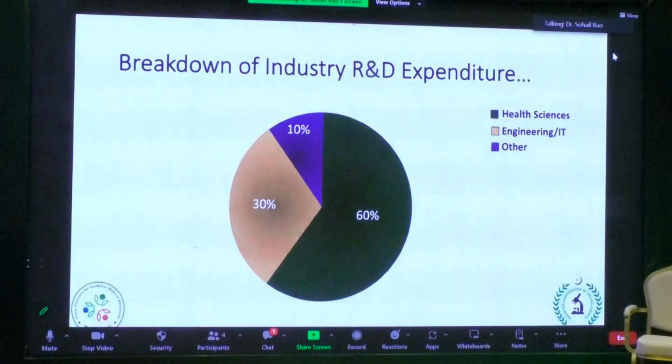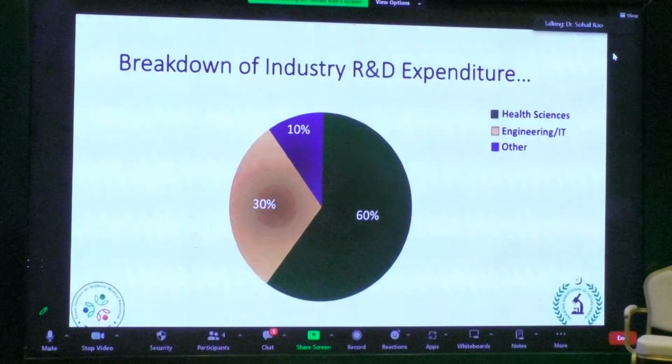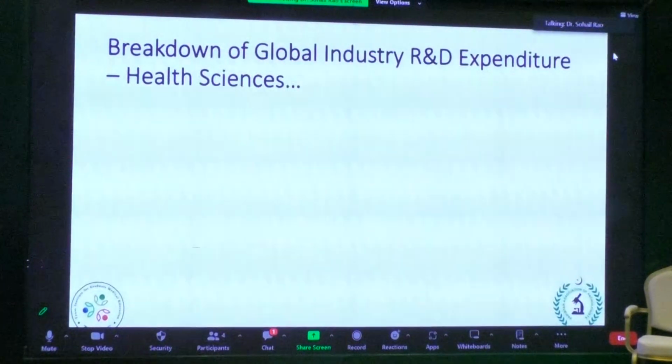So this particular slide highlights the importance of paying attention to industry-funded research, and the fact that industry is the primary source of funding for research and R&D expenditures.